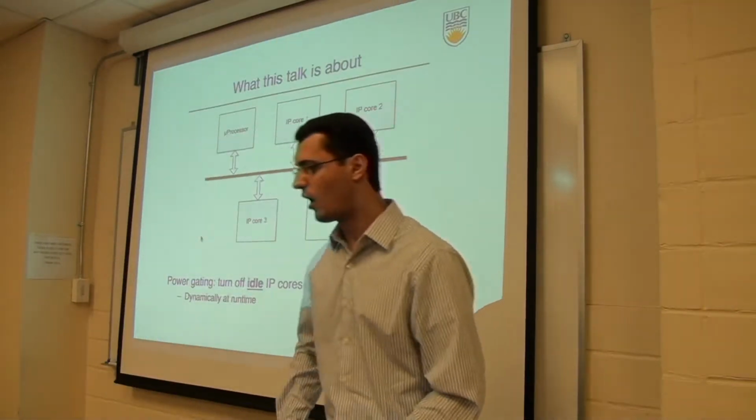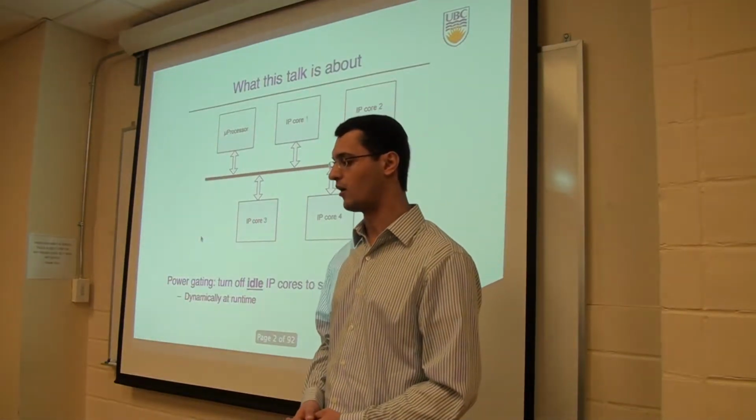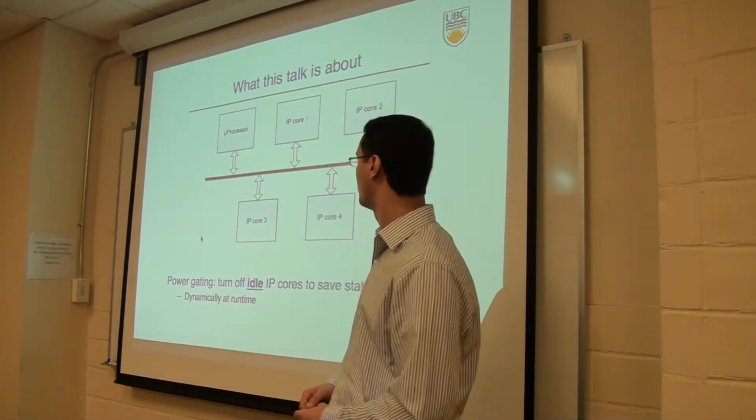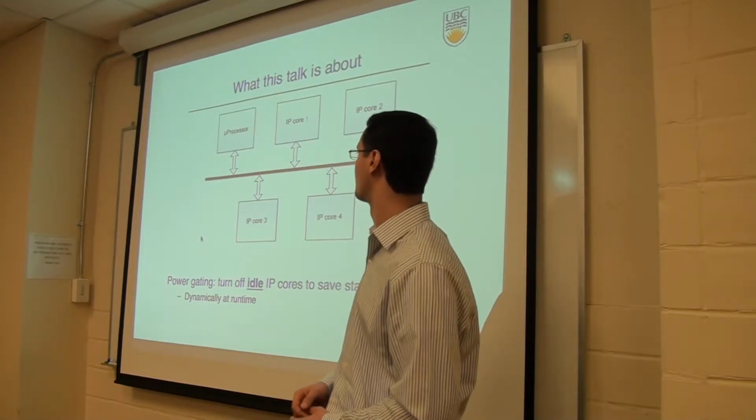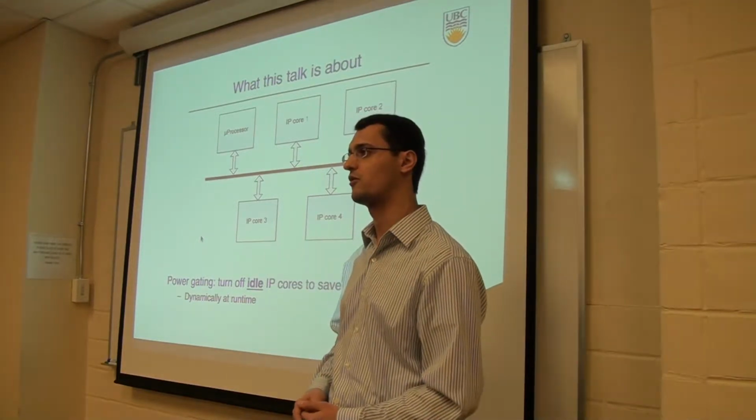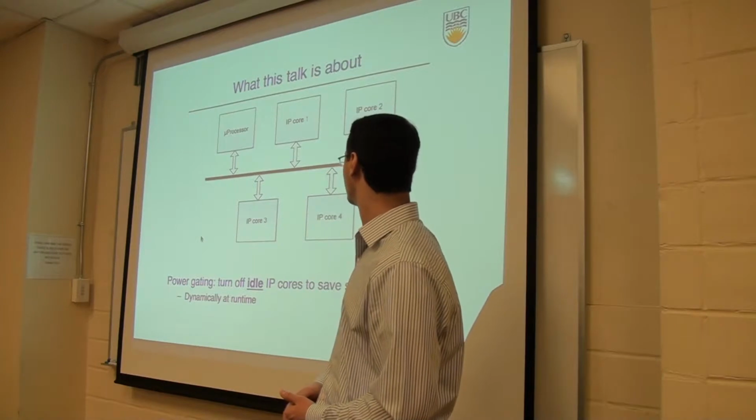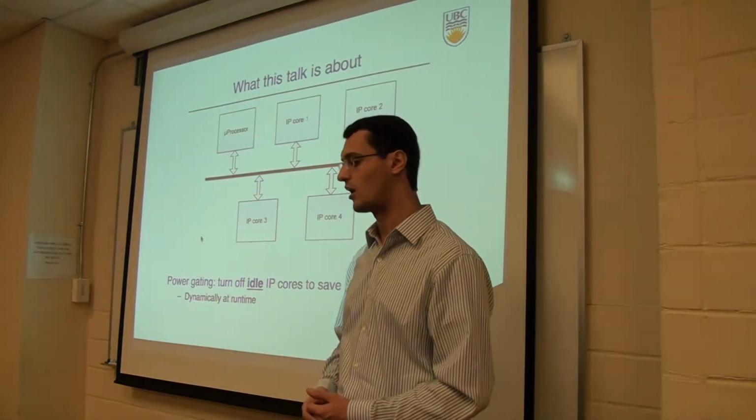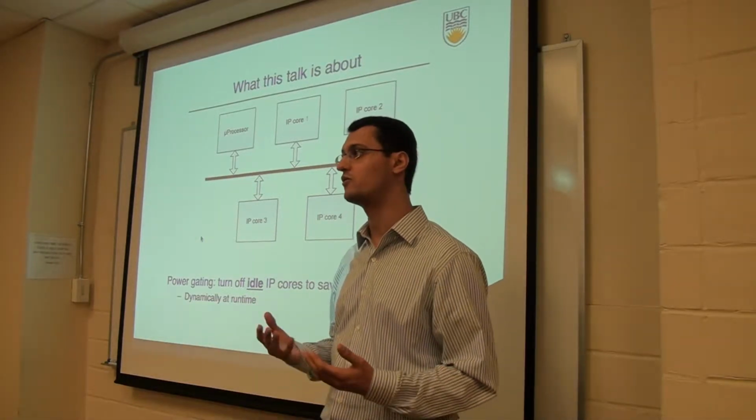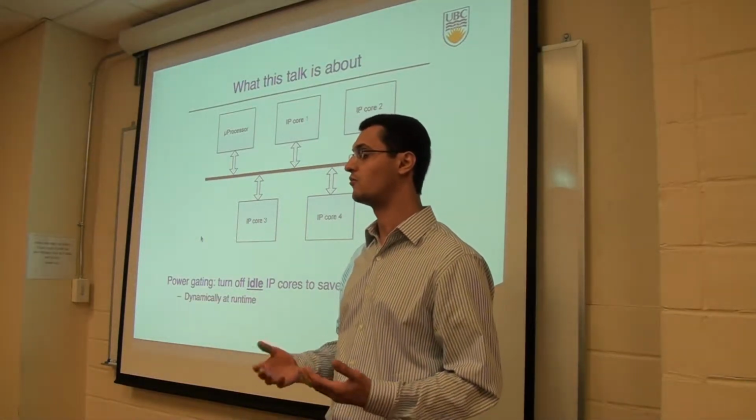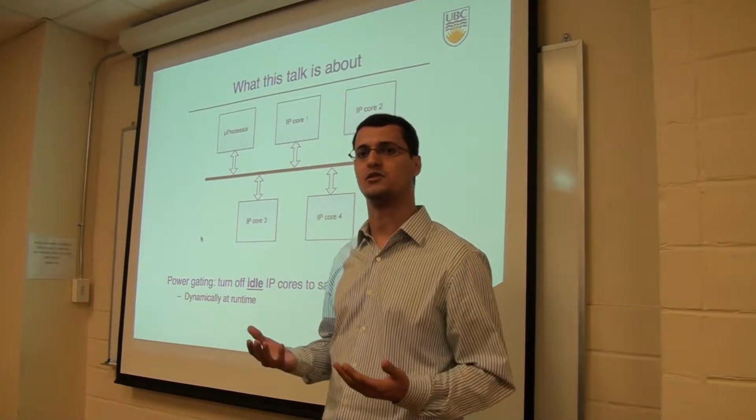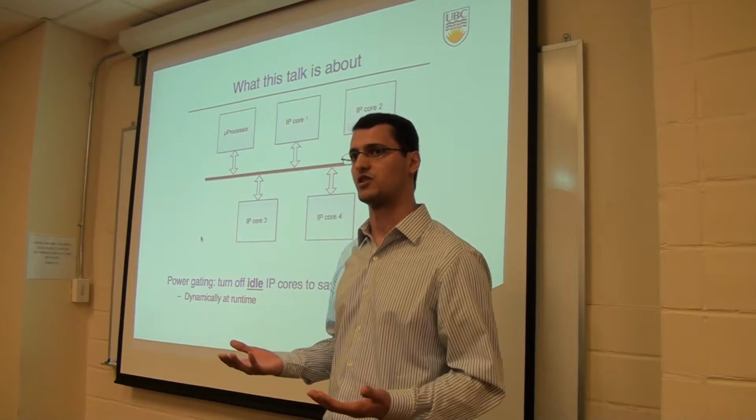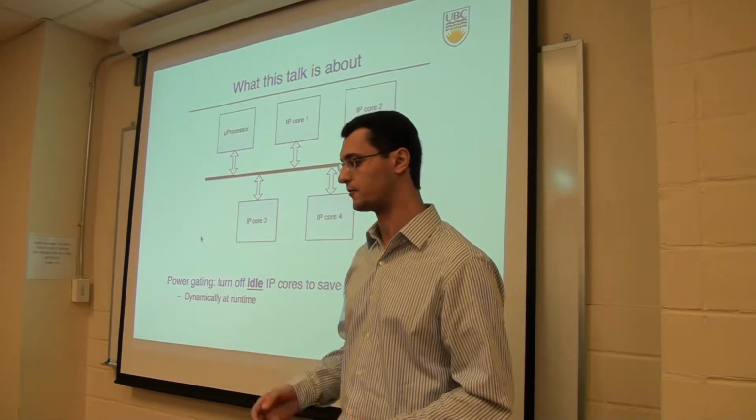So I will start this talk by explaining how it fits into the whole thing. Here I'm showing a system on chip. A system on chip is usually composed of a microprocessor and a collection of IP cores, as can be seen in this figure. At runtime, some of the IP cores might go into an idle state, and during the idle state they consume static power, or leakage power. This is bad because we are wasting power and not doing anything.